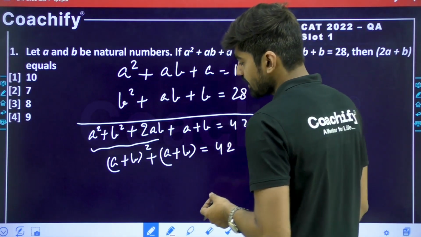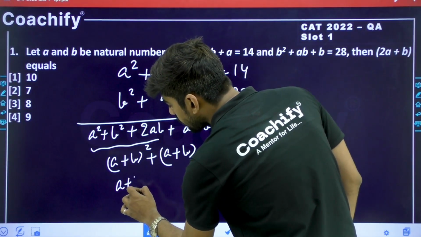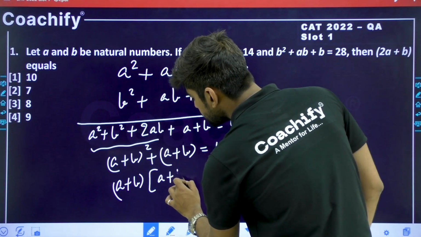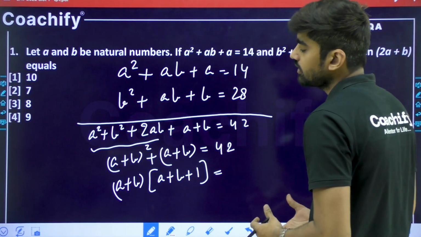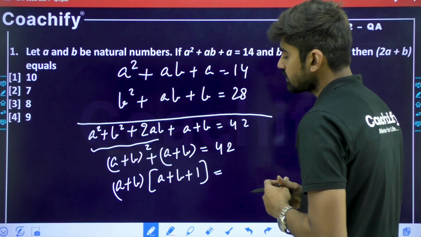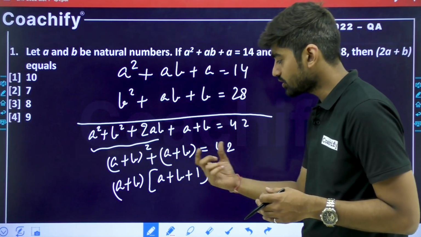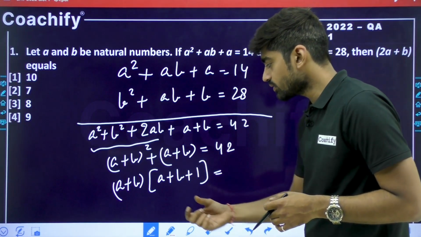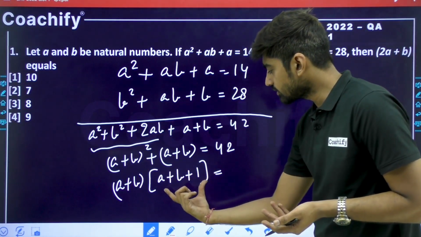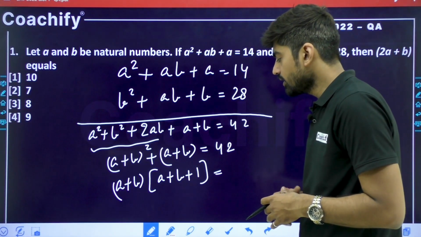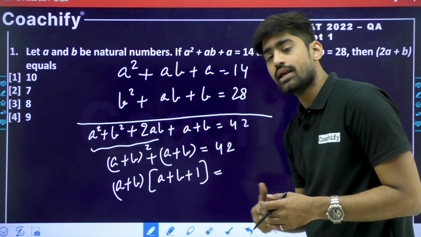Now, what I can do here is take A plus B common from these two individual expressions. If we take A plus B common, this becomes A plus B into A plus B plus 1, and this should be equal to two natural numbers which are consecutive. How did I come to this conclusion? If you observe this closely, A and B are natural numbers, so obviously the sum should also be a natural number, and this expression is A plus B plus 1. So this is nothing but the consecutive natural number to A plus B.